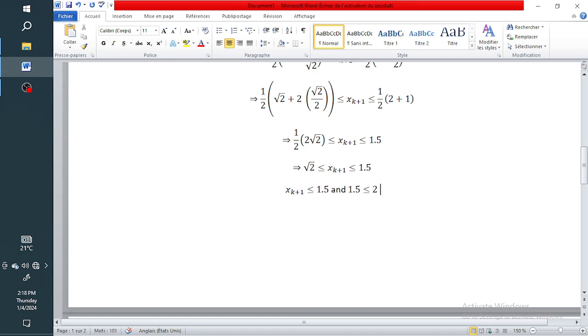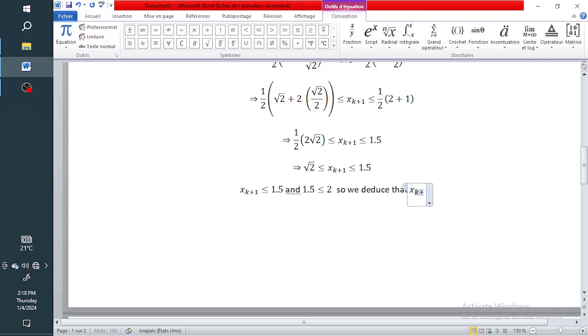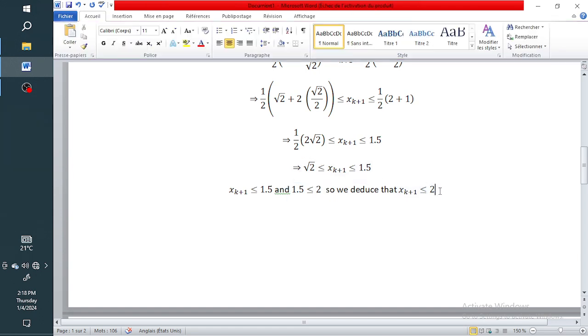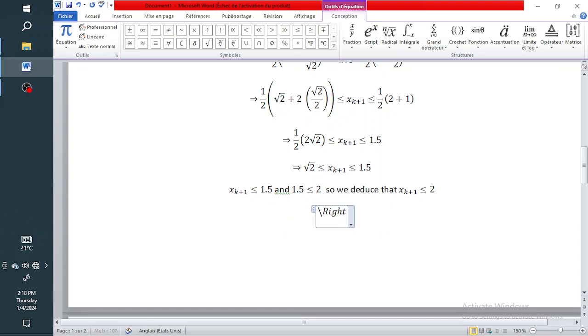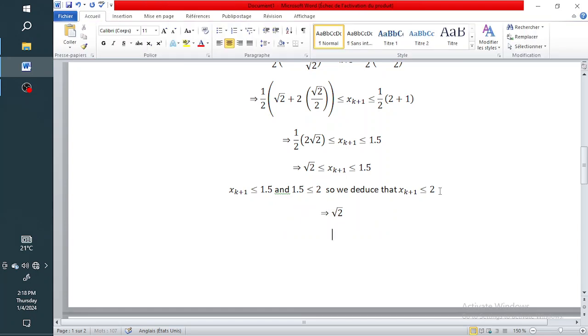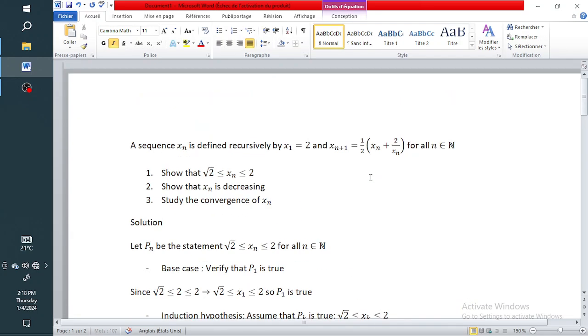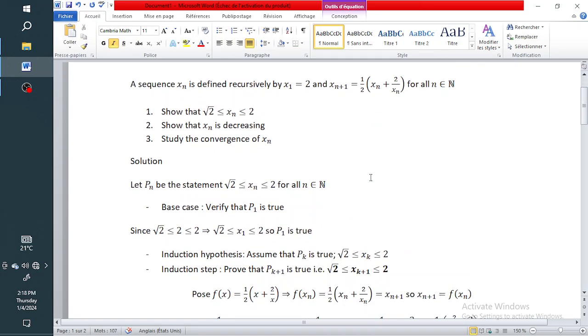Now we need to deduce. We deduce that by the transitivity property, our x of k plus 1 will also be less than or equal to 2, because x of k plus 1 is less than 1.5 and clearly 1.5 is less than 2. So anything that is less than 1.5 is automatically less than 2. We can now conclude that the square root of 2 is less than or equal to x of k plus 1 less than or equal to 2. So we have succeeded in resolving the first part, proven by mathematical induction.